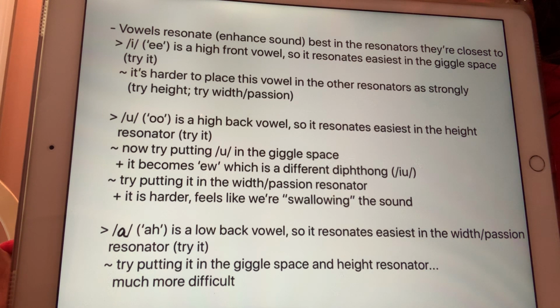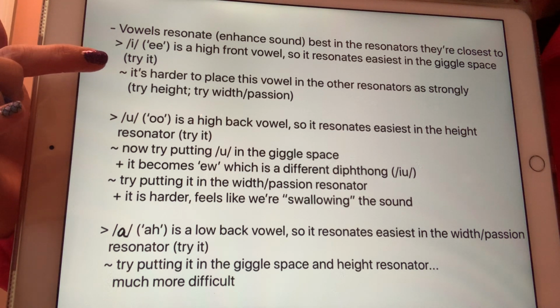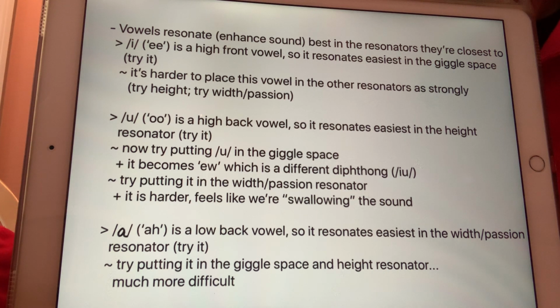So when we place the vowel in other resonators, it doesn't resonate as strongly. So thinking about putting the E in the passion place or the width place, you can do that, but it sounds real weird and it feels real weird, and there's a lot of tension in it. Same thing if you try to put the E in the height space. It's weird and it feels weird, and I'm manipulating my tongue to do it.